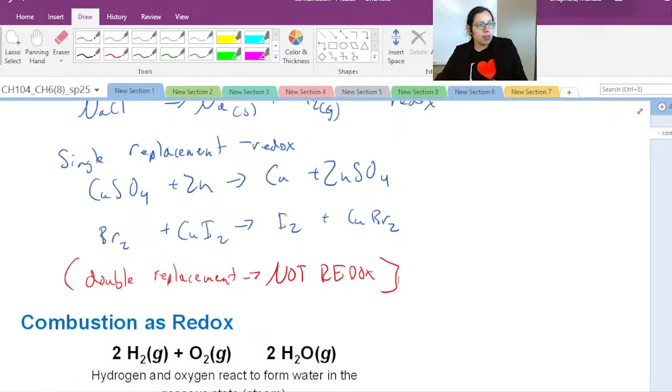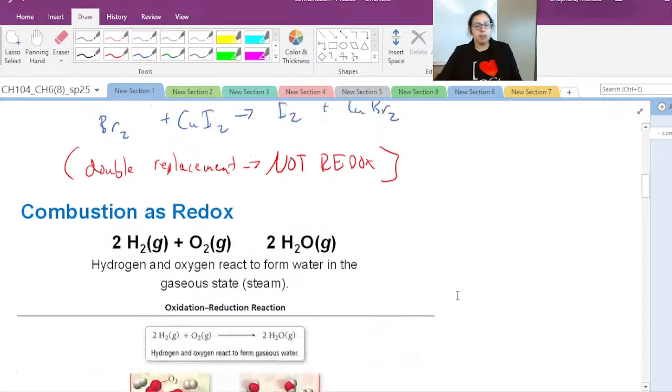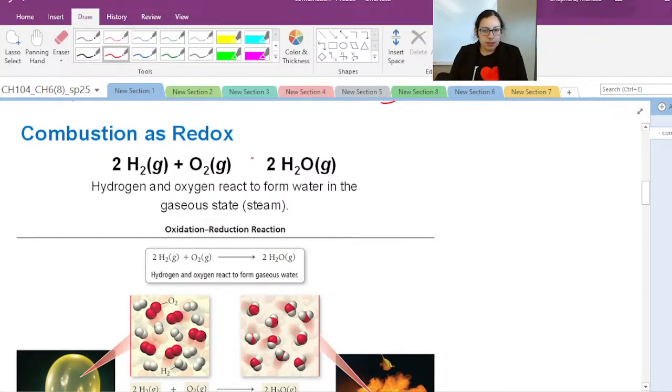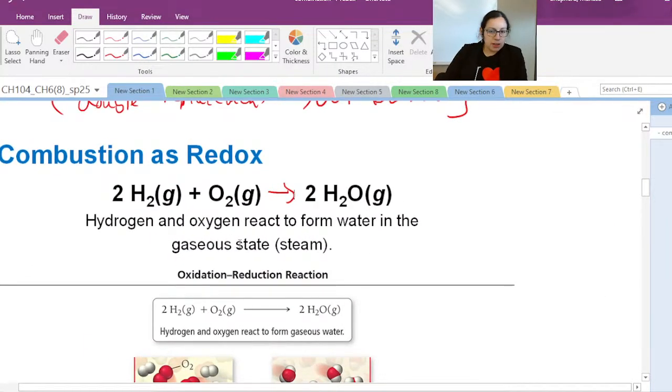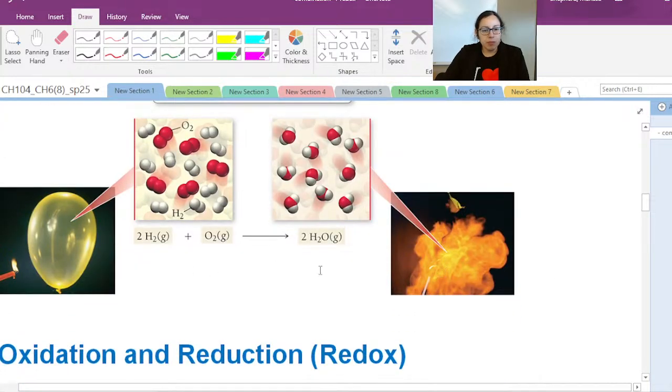But we'll keep looking at it right now. Let's look at how we can tell. Here's just another reaction: hydrogen and oxygen. You can put them in a balloon. This is actually a demo, but sometimes I do it. Then you set them on fire. It'll make a nice loud boom sound and also make a bunch of water vapor, just like shown in this diagram.